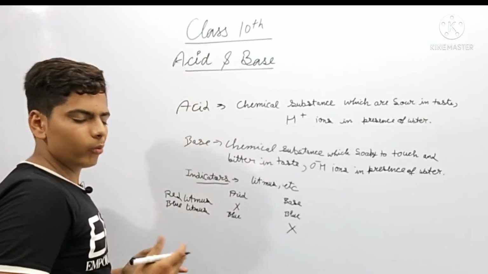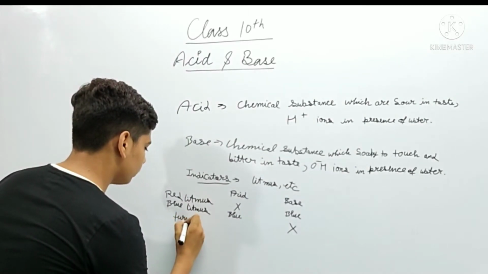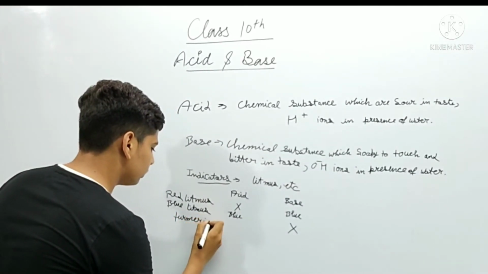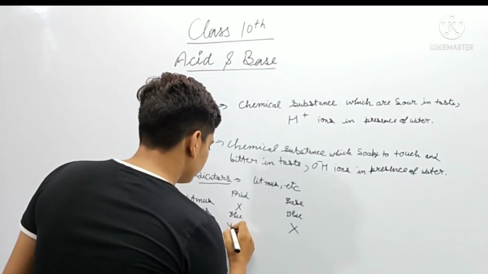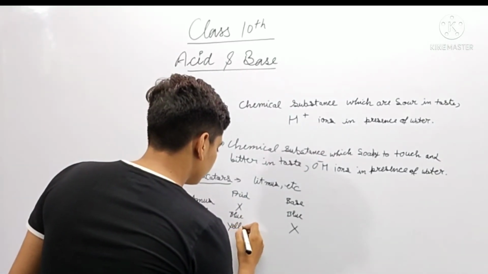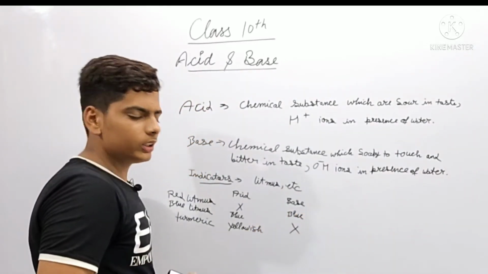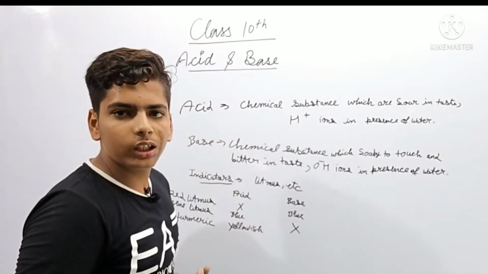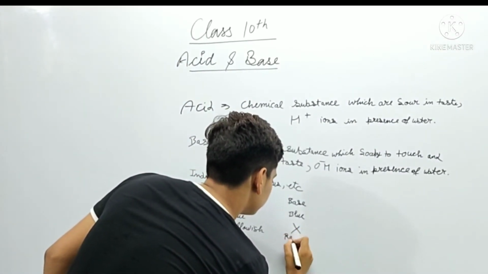So we take one more example, like turmeric. In acid, it changes its color into yellowish, and in base, it changes its color into reddish.